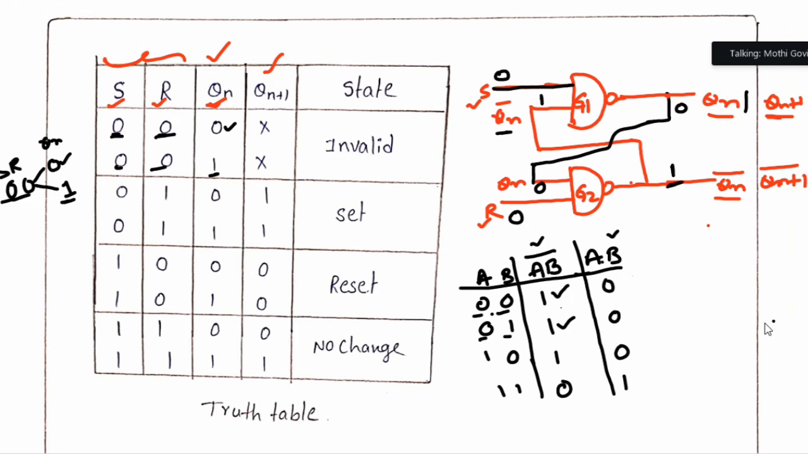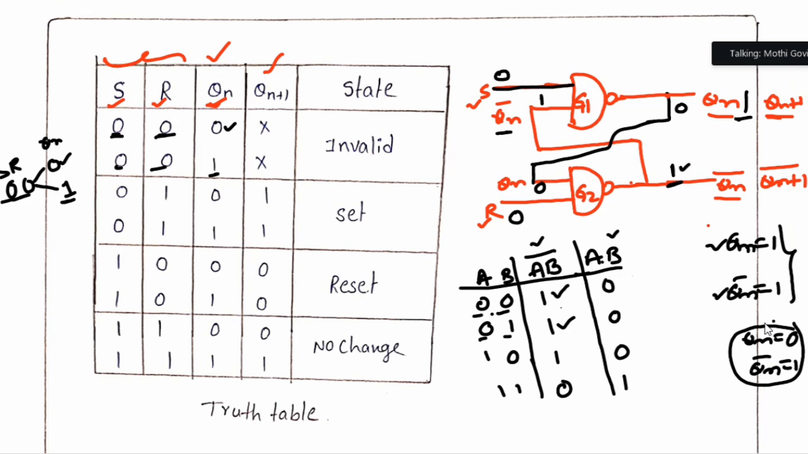So here we got Qn bar is 1, and similarly Qn is also 1. So Qn equal to 1 I got, and Qn bar also I got 1. We should not get the same output because Qn and Qn bar are complemented with each other. That's why it is invalid. For example, if I'm getting 0, I should get Qn bar equal to 1. The outputs must be complemented with each other. But in this case I am getting 1 1, and we should not get 1 1. So that is an invalid state.